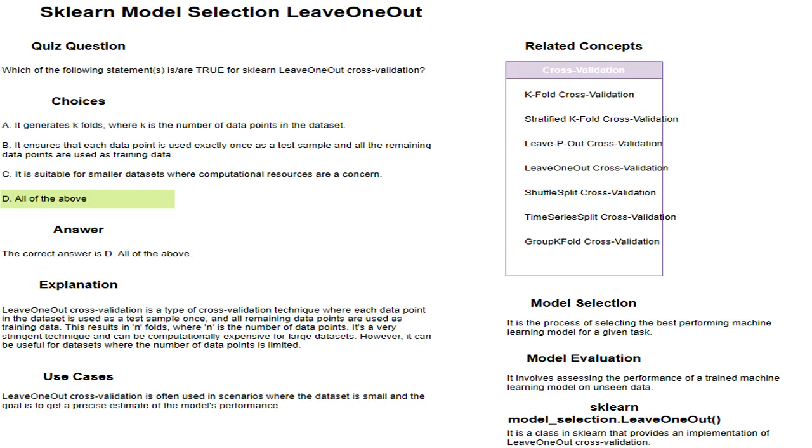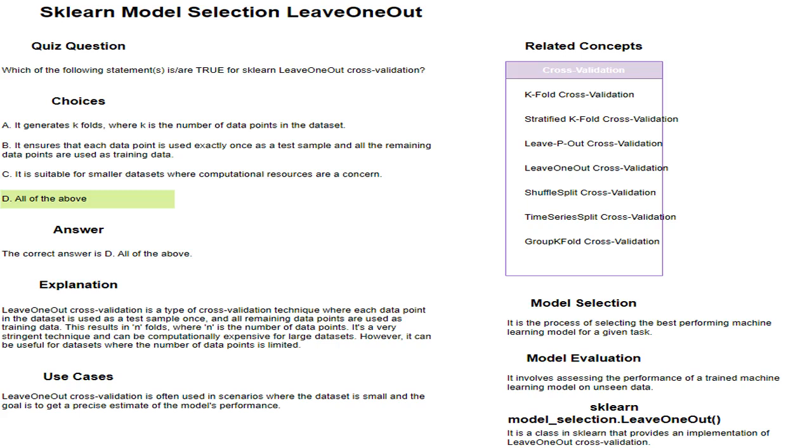Hyperparameter tuning: leave one-out cross-validation can be used to find the best values for the hyperparameters of a machine learning model. Performance estimation: leave one-out cross-validation can be used to estimate the generalization performance of a machine learning model.